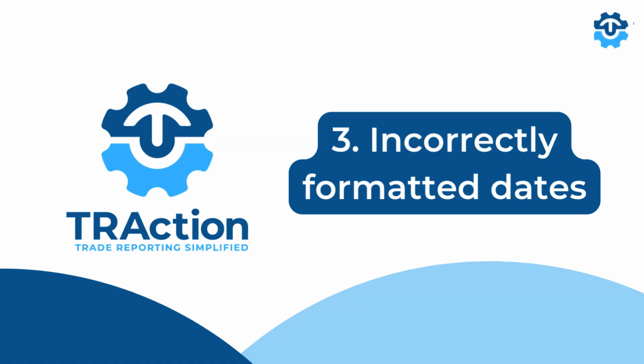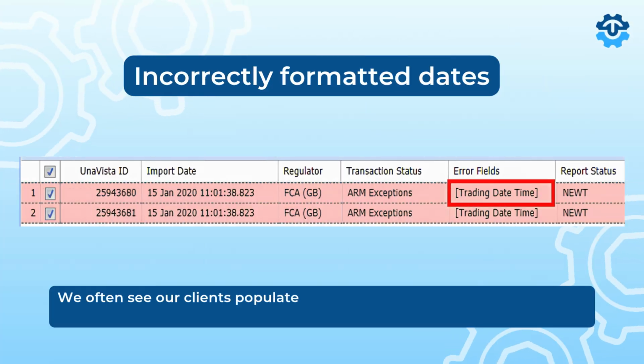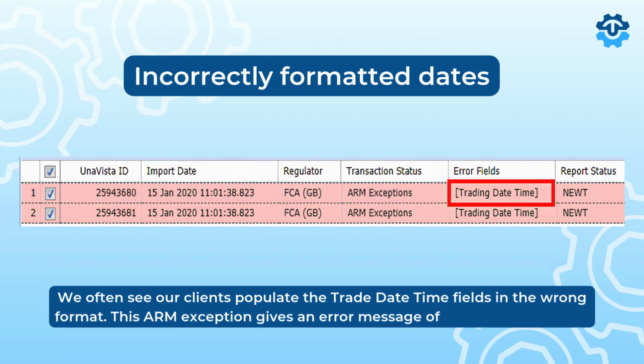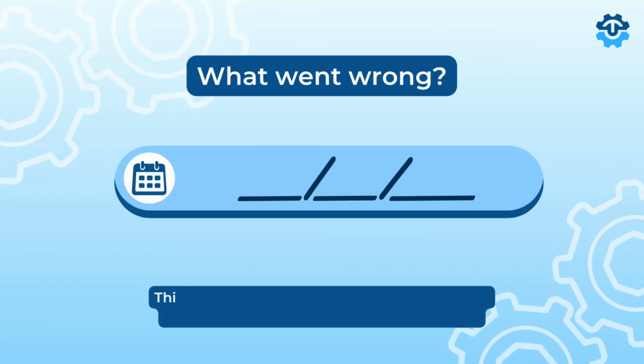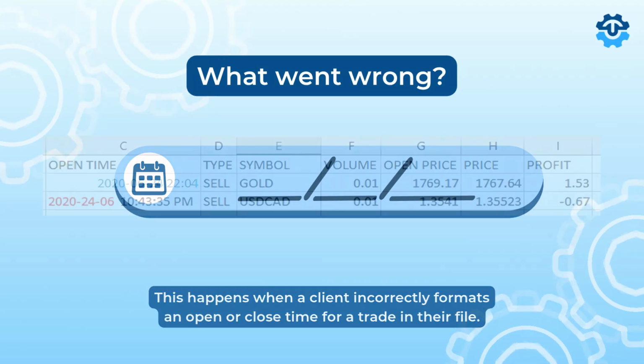Incorrectly formatted dates. We often see our clients populate the trade date time fields in the wrong format. This ARM exception gives an error message of trading date time. This happens when a client incorrectly formats an open or close time for a trade in their file.